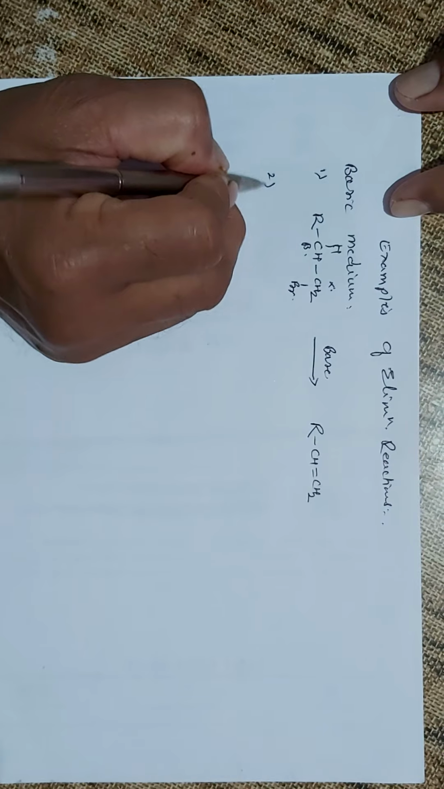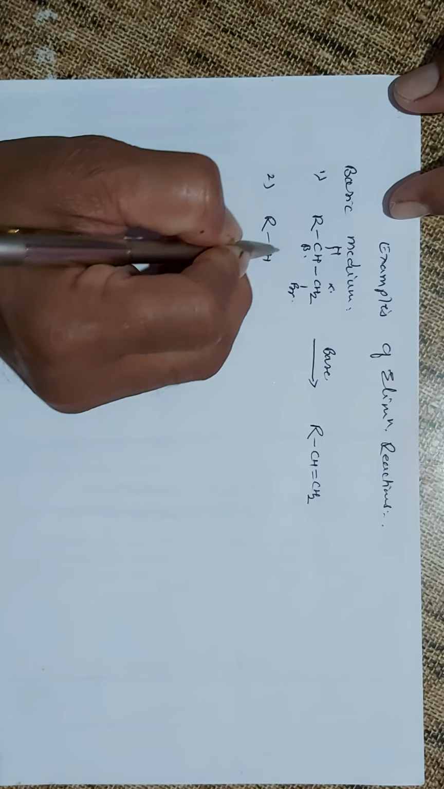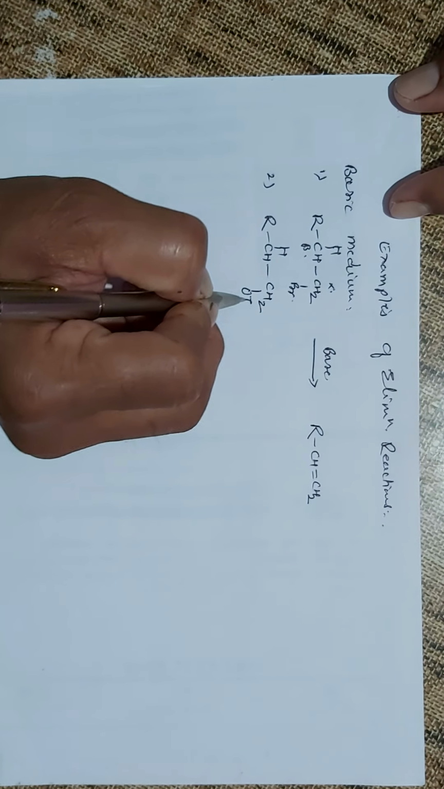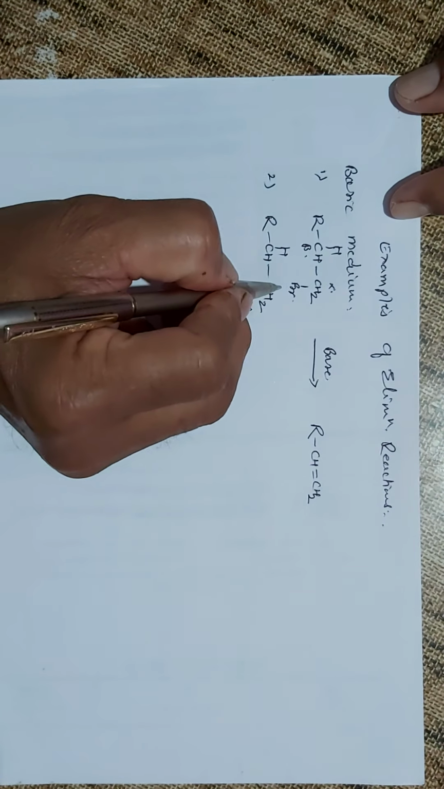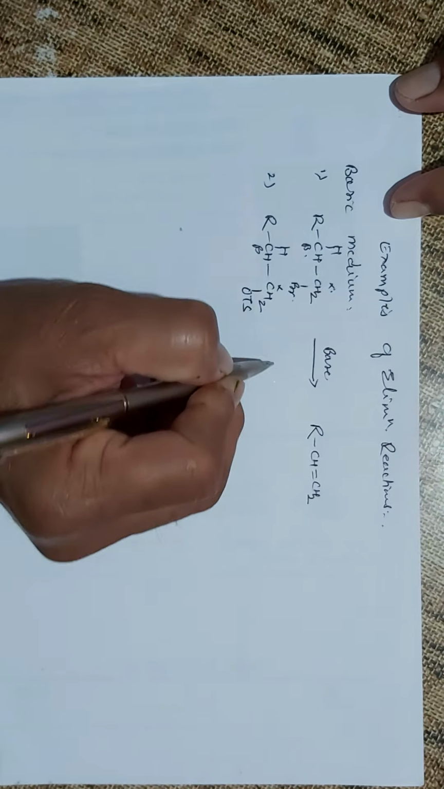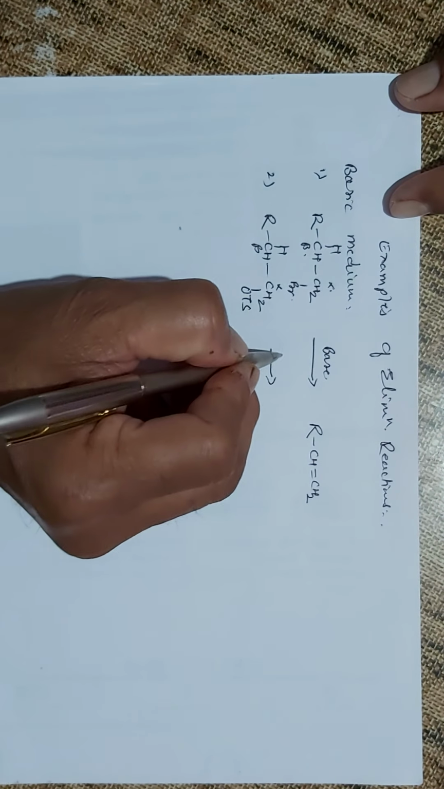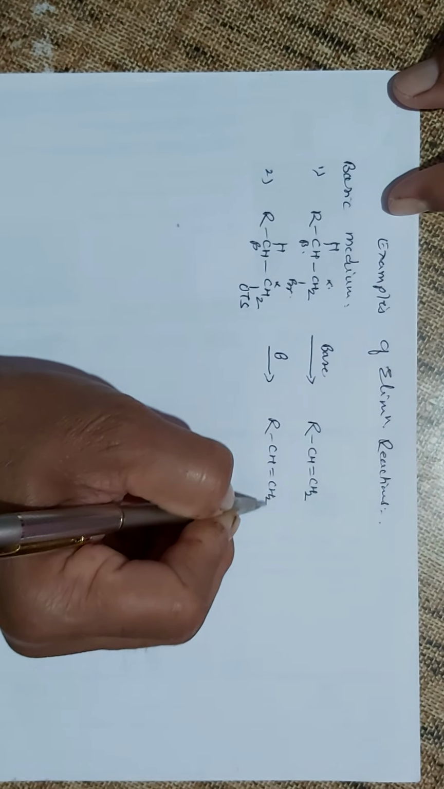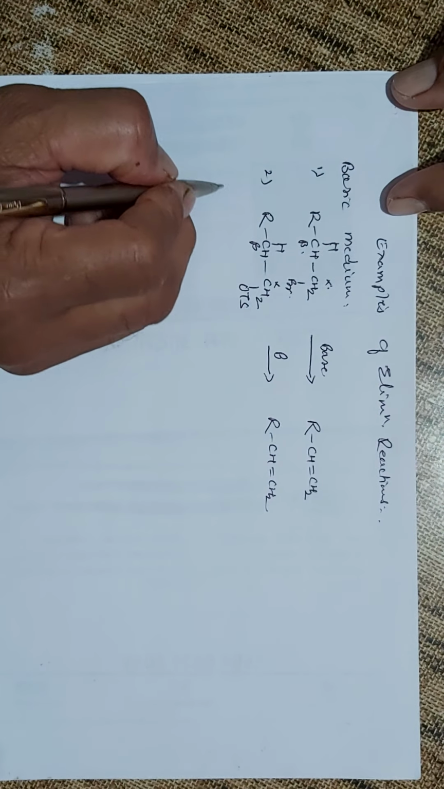Then there are different types of leaving groups, like tosylate. So this is the reaction which, in the presence of a base, will again give you the formation of your alkene. All these reactions are carried out in basic medium.